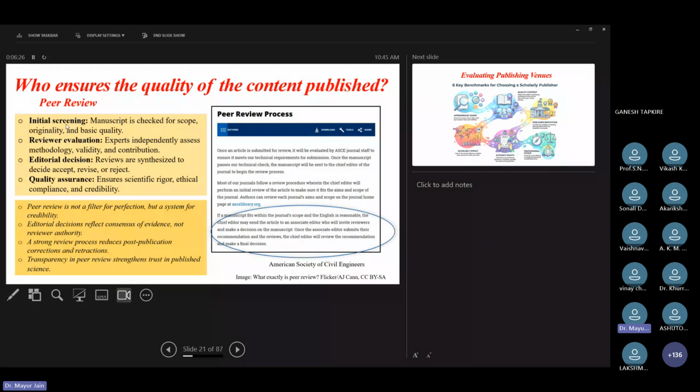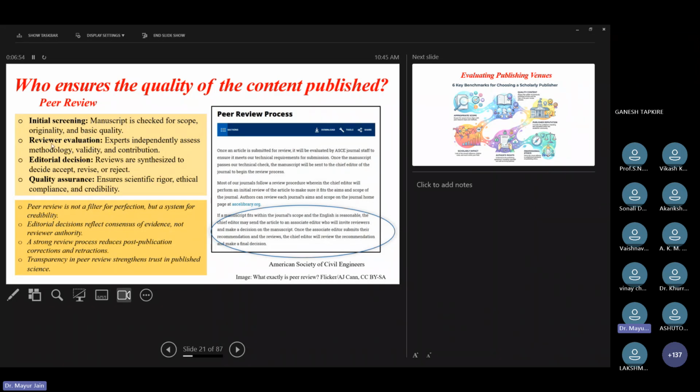It's nothing but the initial screening, where the managing editors will see whether your work is following the scope of the journal, whether it is original work or not, whether it is of basic quality or not. Nowadays there are AI tools and all that, and many editors are also checking whether there is a lot of AI-based data or not, right? So all those things come under the initial screening.